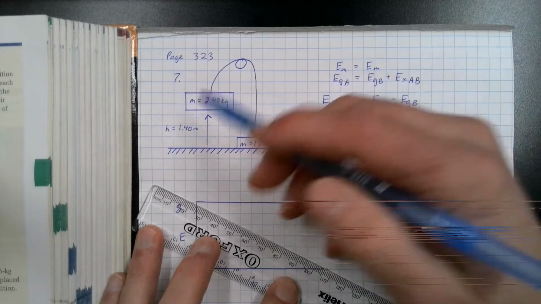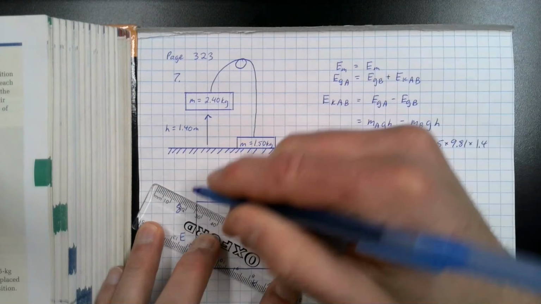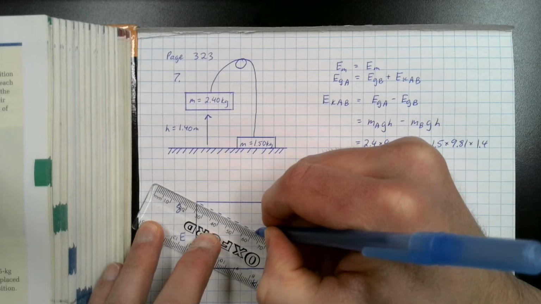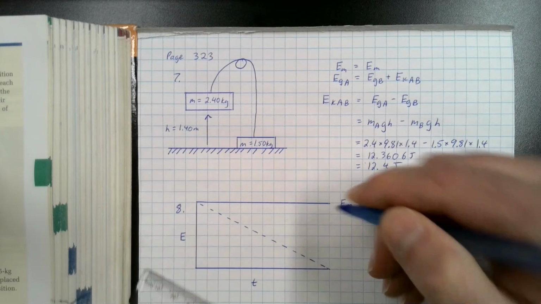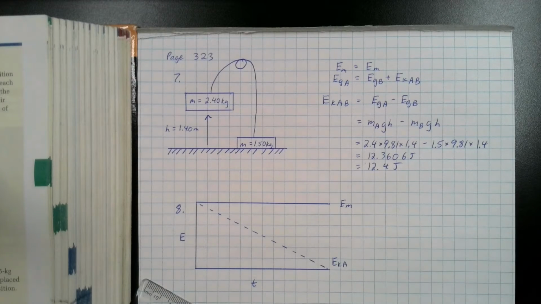So that gravitational potential energy is going to start at the top because that's all the mechanical energy is, and it's going to go down and down and down until it reaches 0. So that is going to be my kinetic energy for mass A.